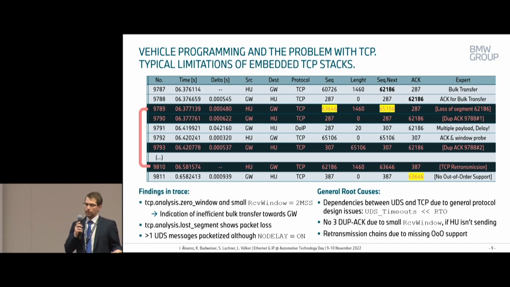Now in line 3, what we see is that the head unit is sending the packet with 63646, meaning we're missing a packet, right? And that is a strong indication for a packet loss. As we have learned from the acknowledgement policy, the gateway is reacting on that with a duplicate acknowledgement, and we see that next. Now the gateway has something to transmit, so it is sending some UDS messages to the head unit, and it's still expecting the packet with the sequence number 62186. However, this is not counted as a duplicate acknowledgement.